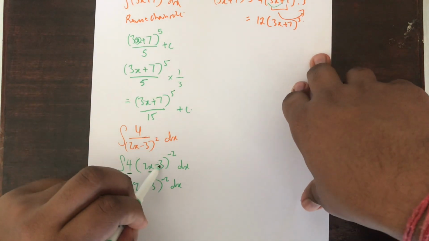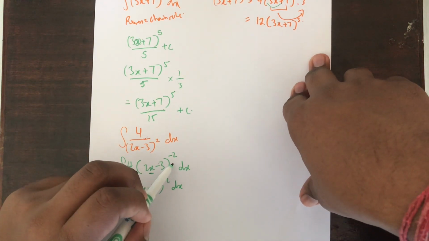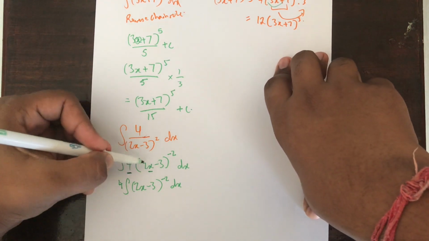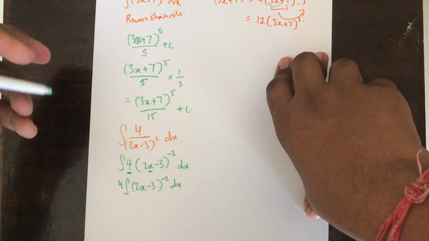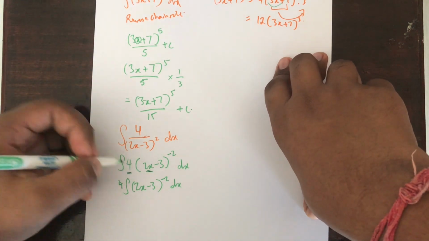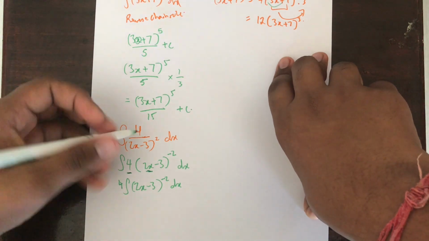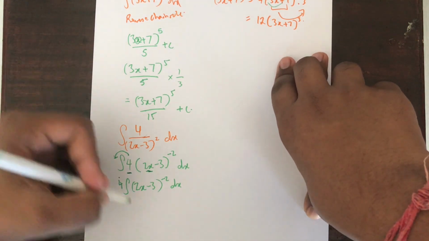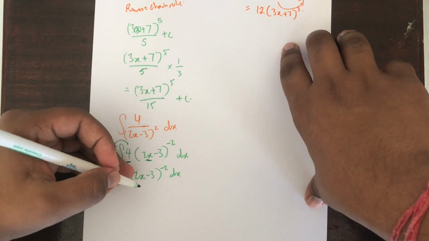If the 3 was outside the bracket, then yes, it would have been a constant term, but the 3 is in tandem with the 2x, so you can't move it out. But you have the 4 which is outside of the bracket, and hence you can put this 4 outside of the integration sign to get this. Again, we apply the same rule which we had learned.